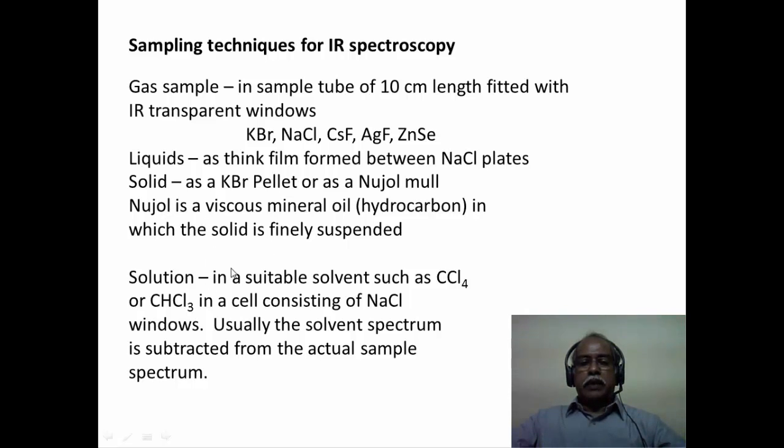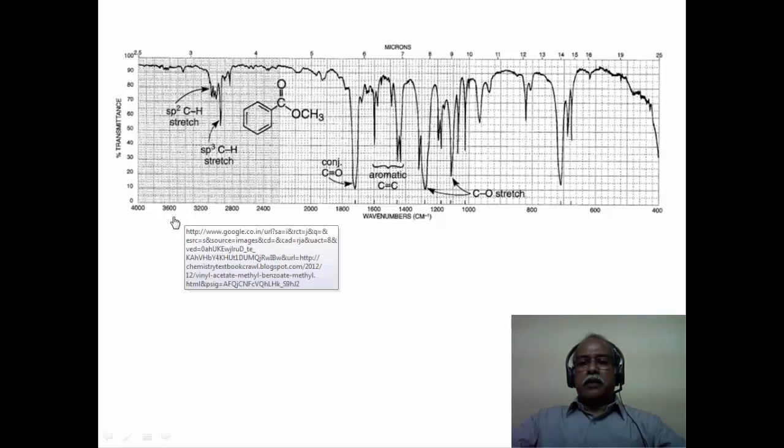One can also make the infrared spectrum using solutions. When the substance is dissolved in carbon tetrachloride or chloroform, a cell consisting of sodium chloride windows can be used to measure the solution phase spectrum. Usually the solvent spectrum is subtracted from the actual sample spectrum, because the solvents also have some windows in which they absorb the infrared radiation. So that has to be compensated by subtracting the solvent spectrum from the actual spectrum of the infrared spectrum.